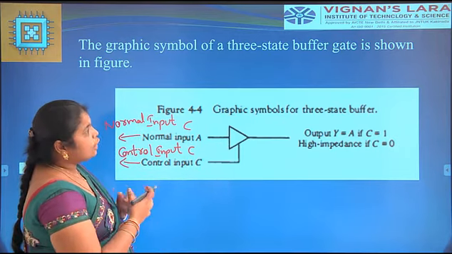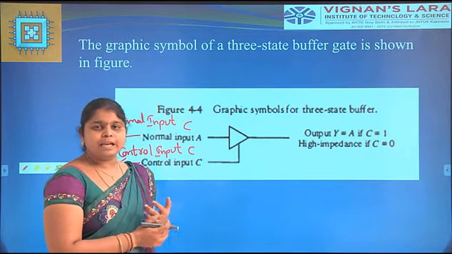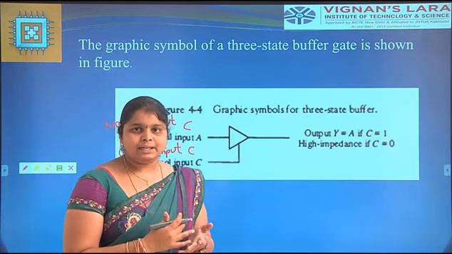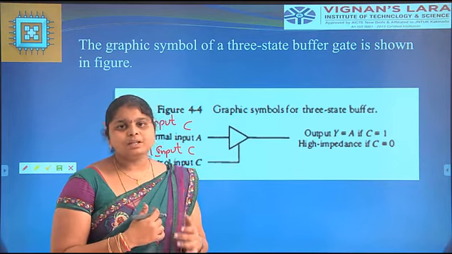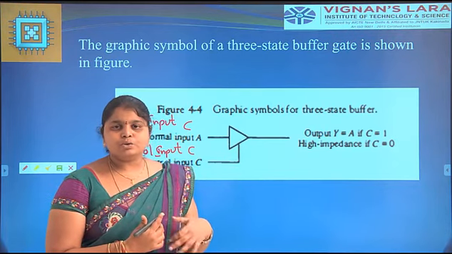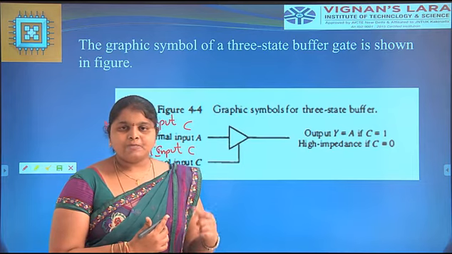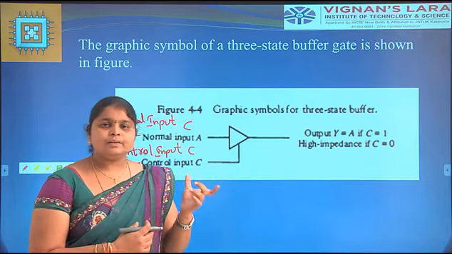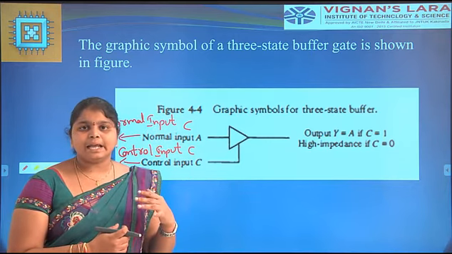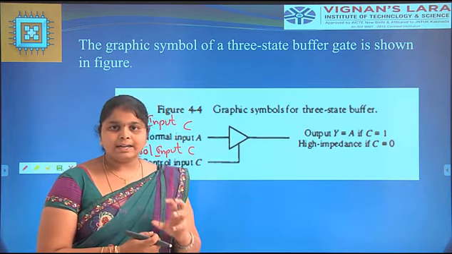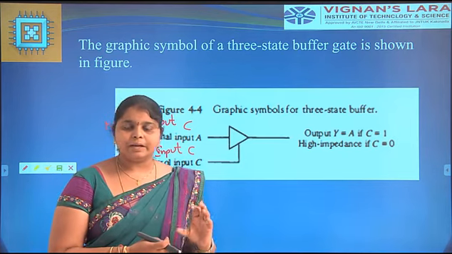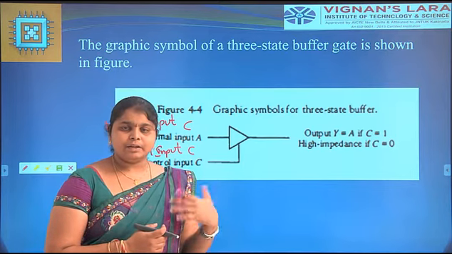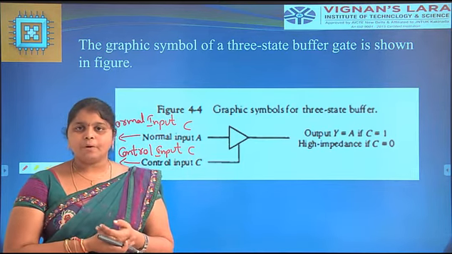What is the meaning of buffer in three-state buffer? A buffer is mainly used for storing data. If the user wants to store one bit of 0, it can be stored as a 0 bit. If the user wants to store bit 1, it stores the 1. The buffer stores the data in the form of bits.